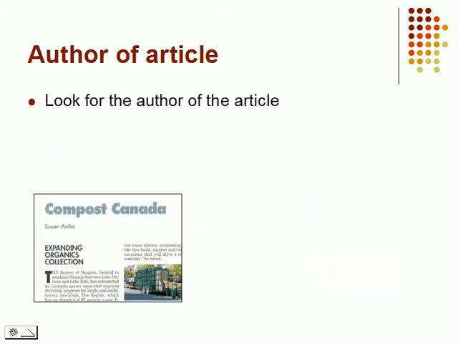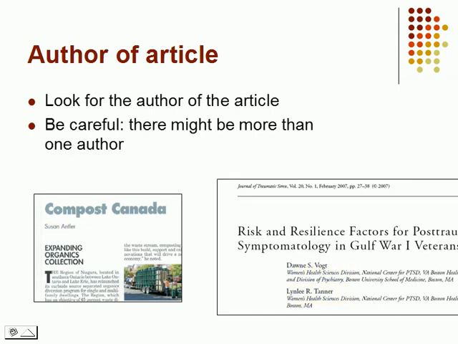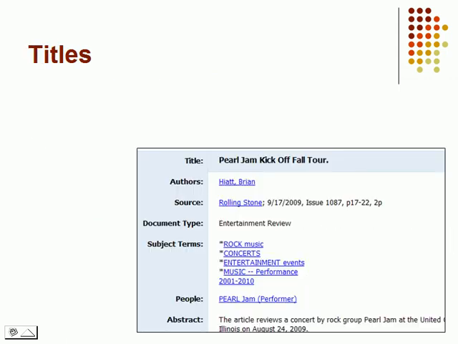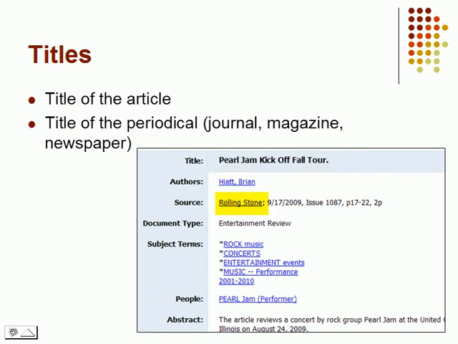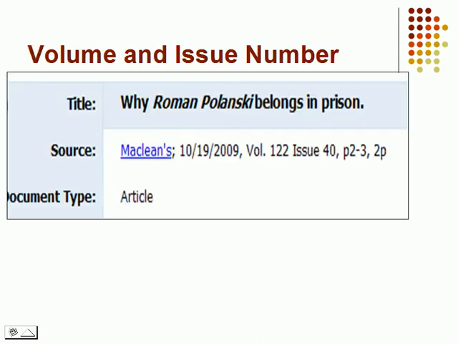Check for the author of the article. There may be more than one author. You'll need the title of the article and the title of the periodical that it's in. You'll need the date of publication. You'll also need the volume and issue number if available.